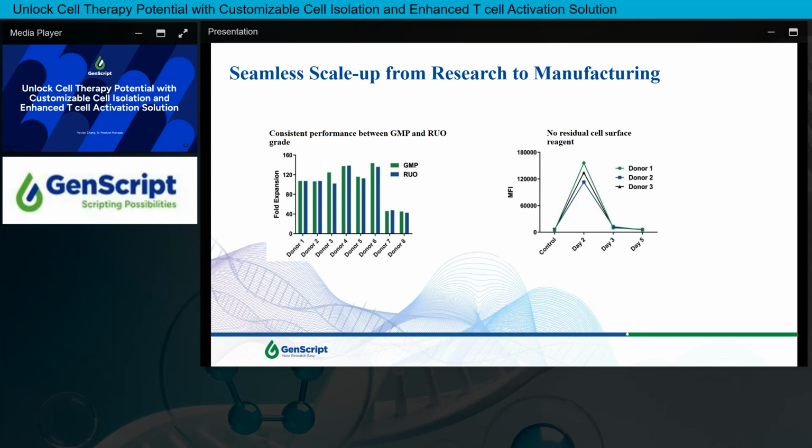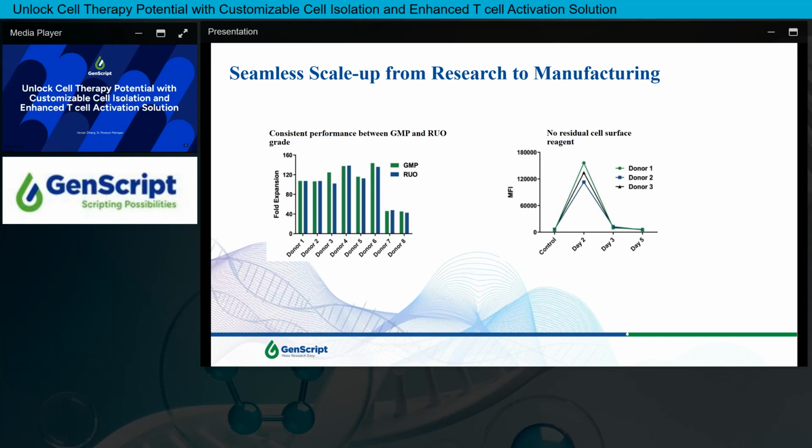And besides all the good performance data, the product is also easy to use and seamlessly scale up for manufacturing. We have enabled consistent performance in products from RUO to GMP. And here is data testing fold expansion to show the consistent performance across different grades of products.